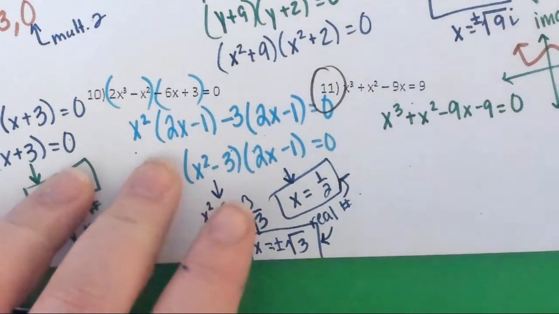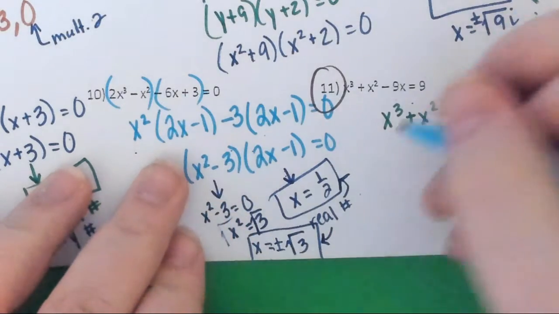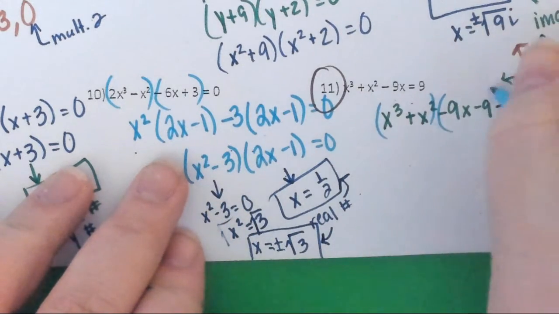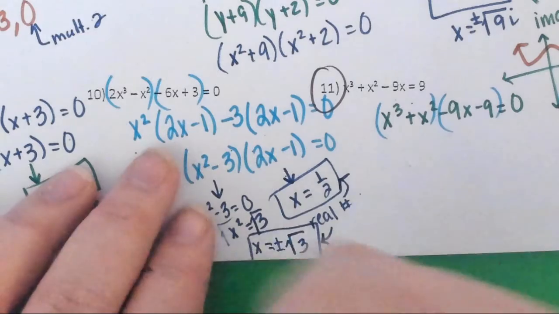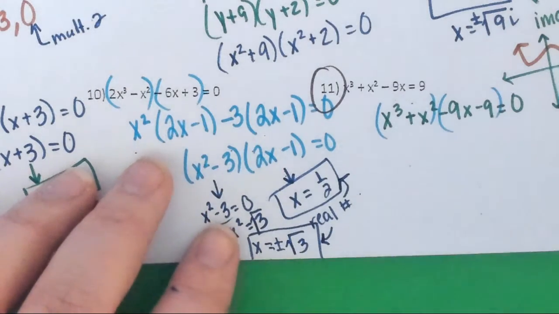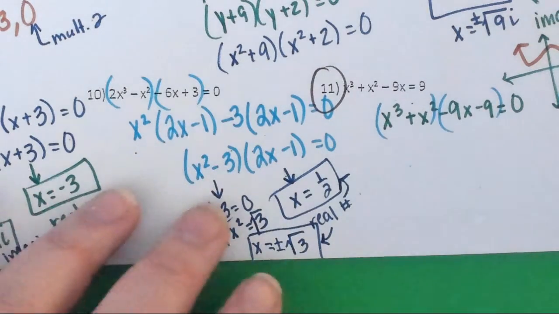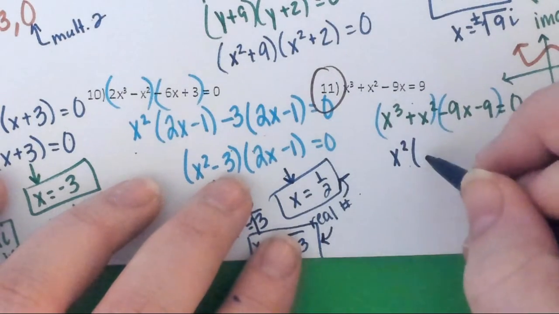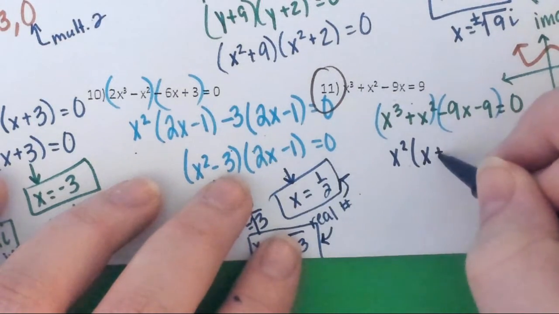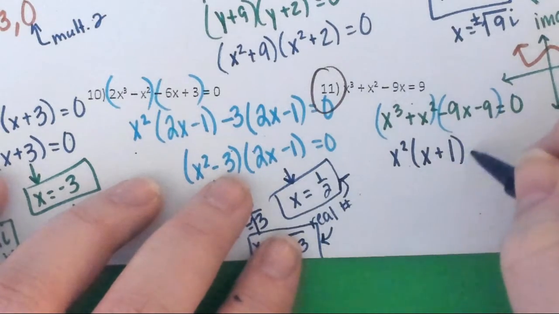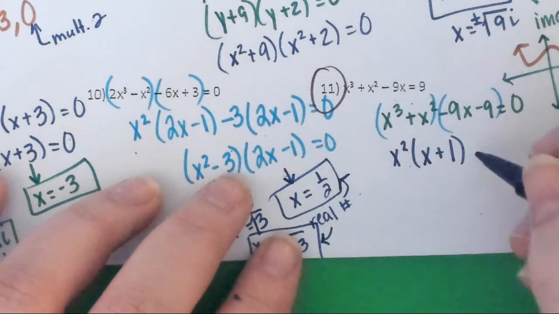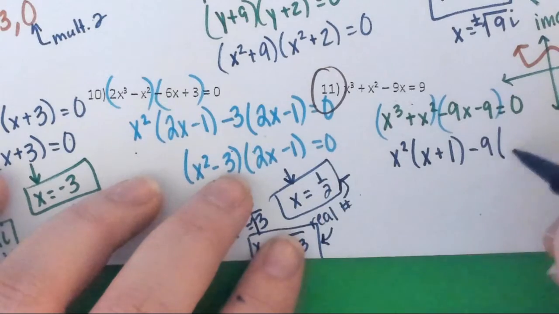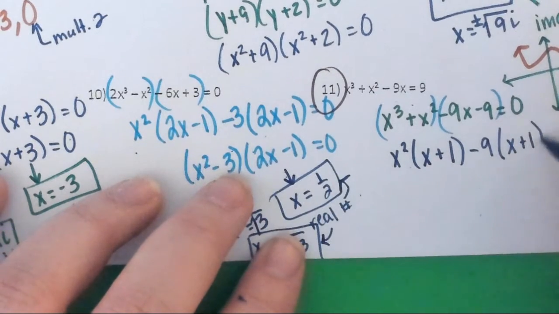But then after this, I'm still going to use my groups. I'm still going to factor something out. We're still going to keep doing the same old, same old. What can I factor out this time? X squared. If I factor out an x squared, and then what should I factor out next? And I'm left with an x plus 1. Okay, so again, I'm happy.